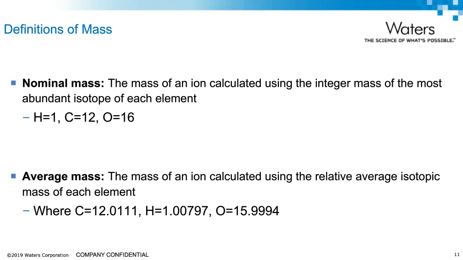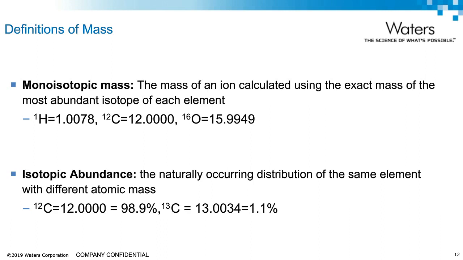Average mass is the mass calculated using the relative average isotopic mass of each element. The molecular weight listed on reagent bottles is an average molecular weight. The monoisotopic mass of a species uses the exact mass of the most abundant isotope, with the scale being set by the most common isotope of carbon, carbon 12. It is this mass that is typically measured by mass spectrometry systems.